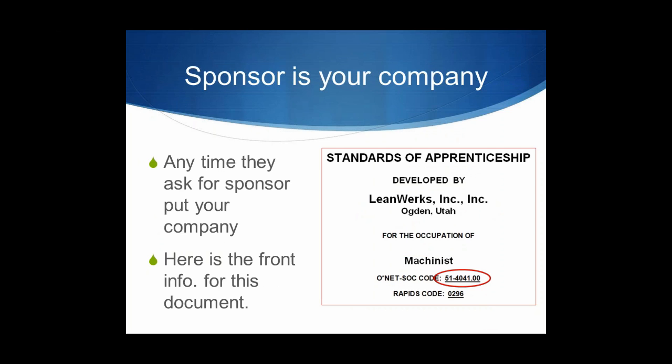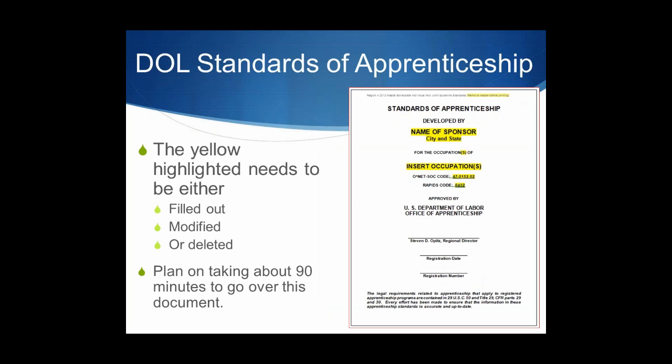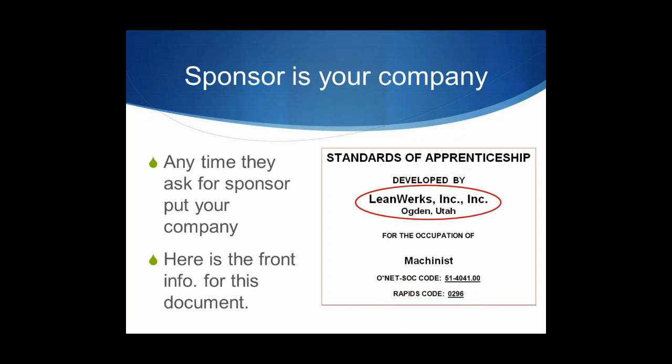The O*NET SOC code would be that number, and the RAPIDS code is that number. The last three things there will be the same for all of us. The only thing that would be different is put your own name in there. So that covers the yellow portion of the front page with the exception of one thing. Let me go back again here. If you notice up at the top, it says, please remove header before printing. The document you will get from me has already taken that away, so you don't need to worry about that. So your name goes here. These three things, you can just use what the existing document I send you says.